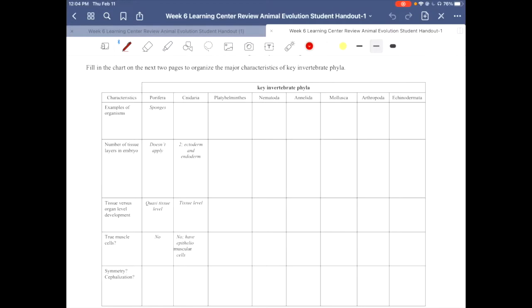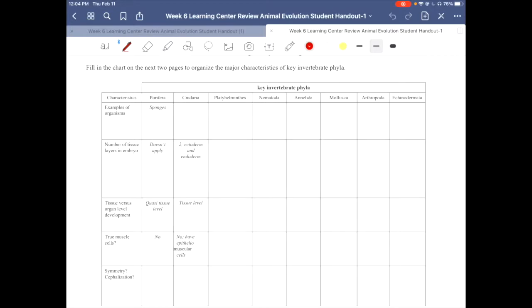Okay, so today we're going to be filling out this worksheet, and we're going to be looking at major characteristics of the Invertebrate Phyla. We're going to look at examples from each of these phyla and also talk about their embryonic tissue layers, like do they only have ectoderm or do they have all three? Then we're going to look at how they develop, if they have true muscle, and if they're symmetrical or not.